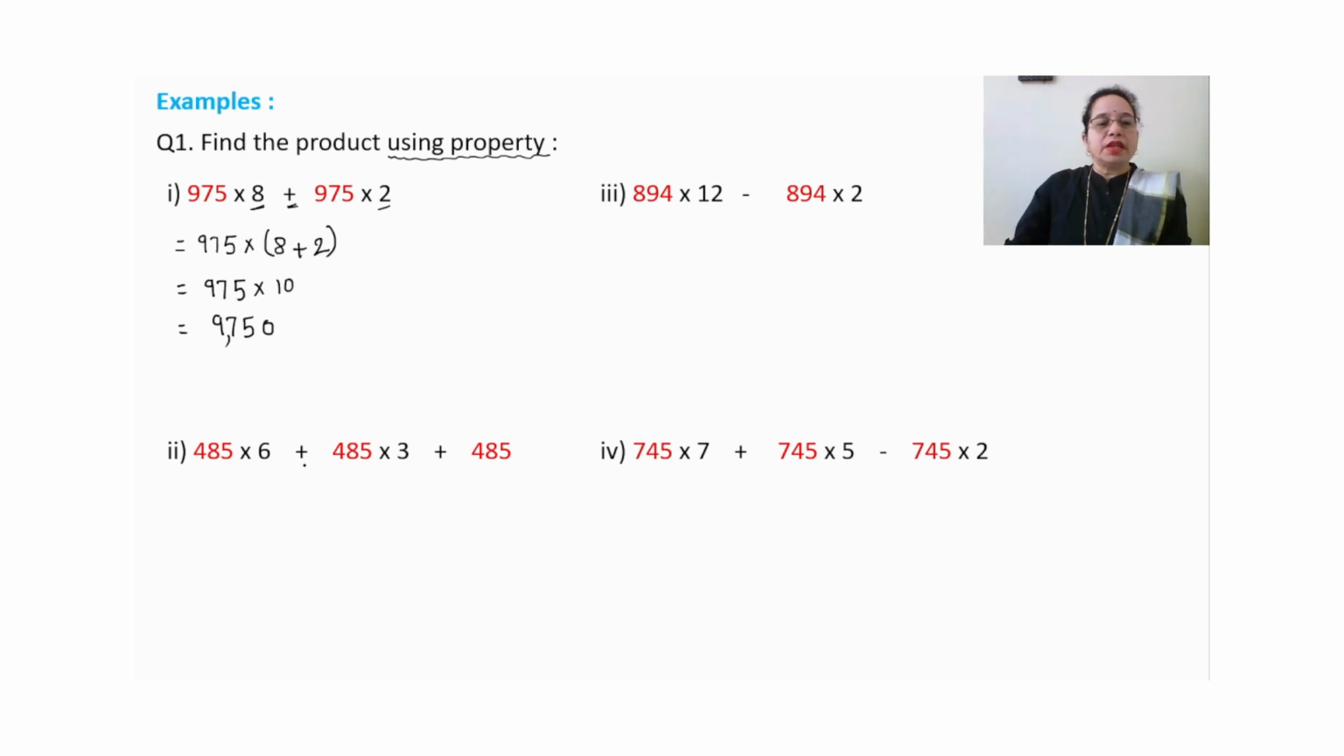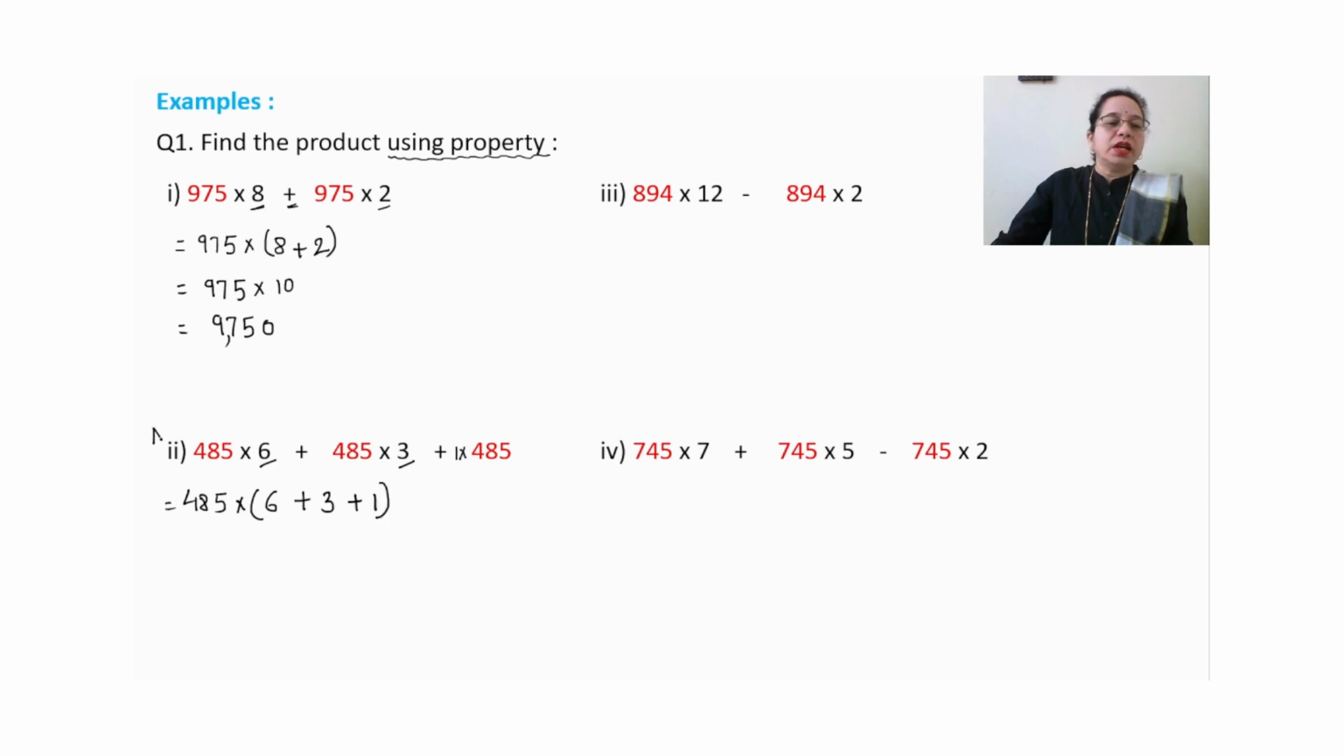Now come to the second sum. Again find out, is there any number common? 485 is common, so take 485 as the common number. Now inside the bracket what is left here? 6. Which sign is there? Plus. Which number is left? 3. Again which sign is there? Plus. And here no number is there, it means there is a number 1. This is the understood part, so while writing we will write down 1.